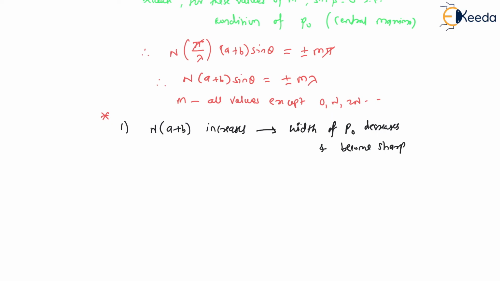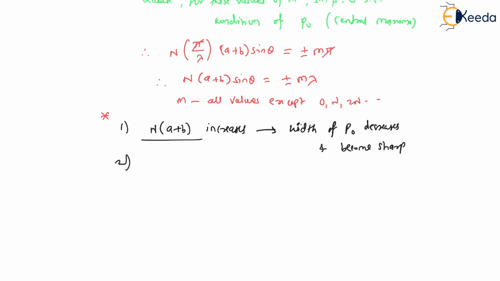So always remember, when the width of the ruling element increases, or the width of the ruled surface, or the value of n into a plus b increases, ultimately the width of P naught, that is the central maxima, decreases and it becomes sharper. So this is the first observation.